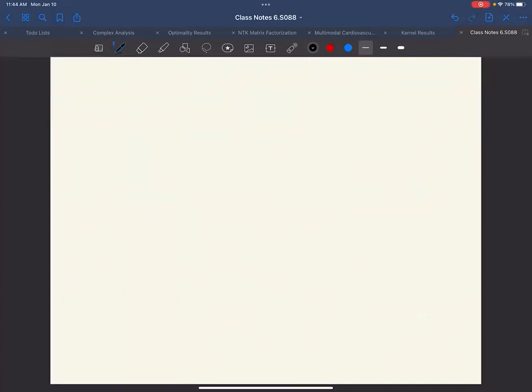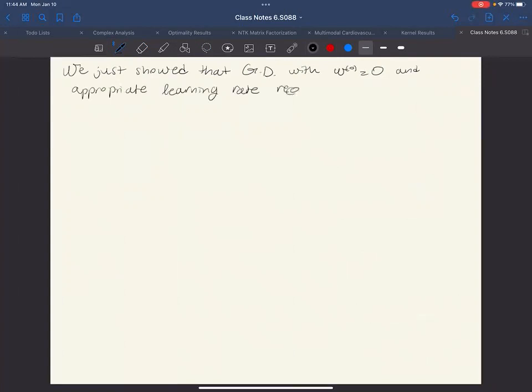So in particular, what have we just shown? We showed that gradient descent with initialization 0 and appropriate learning rate recovers the minimum norm solution w hat equals y x dagger. And so what does this actually mean in different contexts? Let's first make sure that this means what we think it means in simple settings where n equals d. So let's consider 3 regimes.